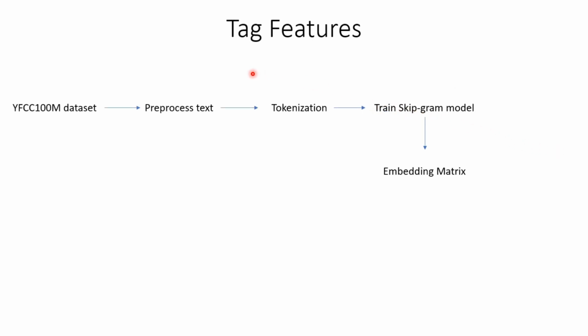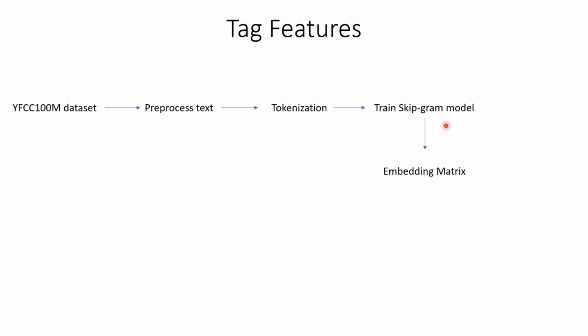To generate text, the YFCC dataset is used, which contains the metadata of around 100 million photos and 1 million videos from Flickr. The process begins by pre-processing the tags and descriptions from the dataset. Typically, unnecessary words are removed and the text is broken down into individual words or tokens. These tokens are then used to train a skipgram model.